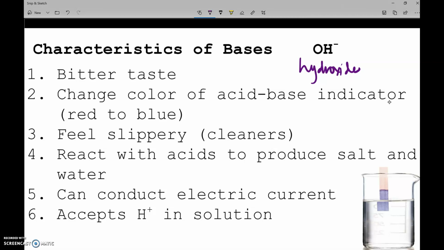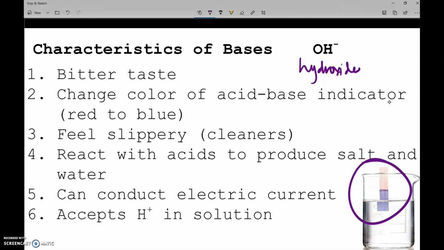So as far as the lab goes, an indicator that we use is the red litmus paper. It will change the red litmus paper to blue, like you're seeing in this picture right here, if it's a base. A lot of bases are cleaners, and so they feel slippery. For example, if you're using window cleaner and you wash off your hands because you have some window cleaner on them, they feel slippery. That's because window cleaner is a base. Your soaps are also bases, and so that's why those feel slippery as well.